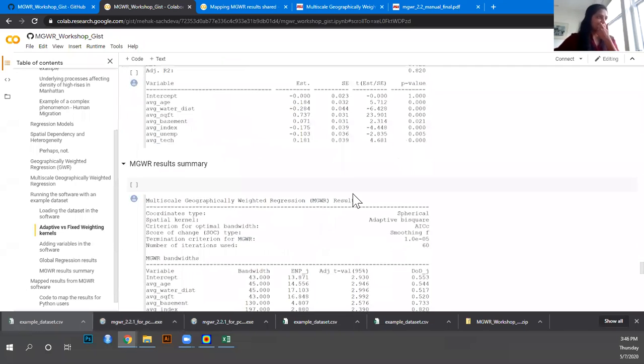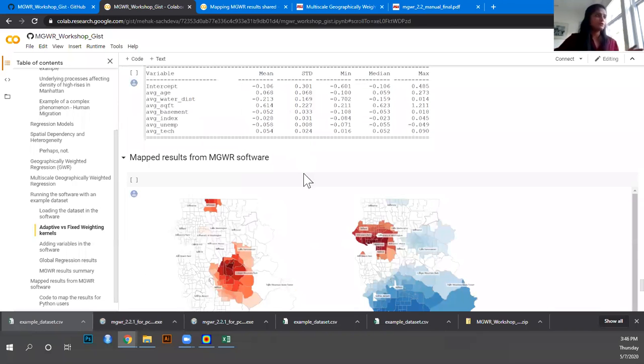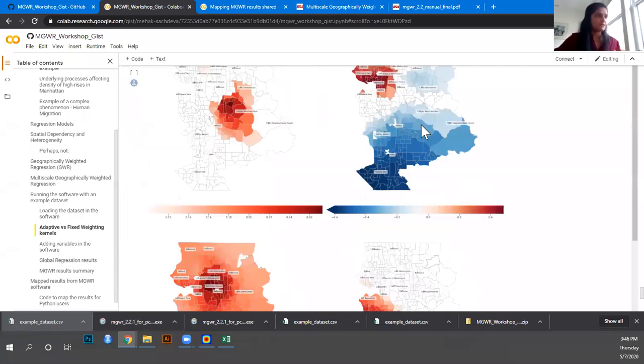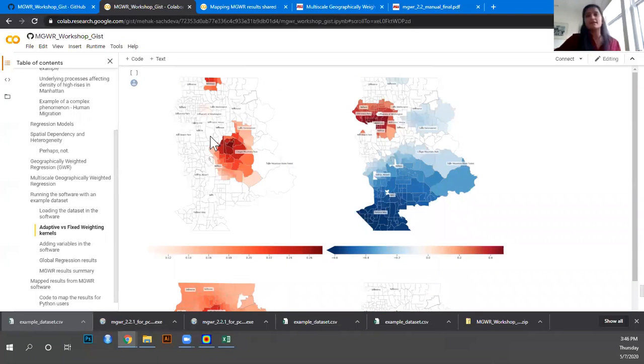So these are all the things that we covered. We covered all the interpretations. If you map your results, these are the kind of maps that you would get. Like I said, there are a lot of parameter estimates that are often not significant, so you won't want to map them. You would only map the ones that are significant.